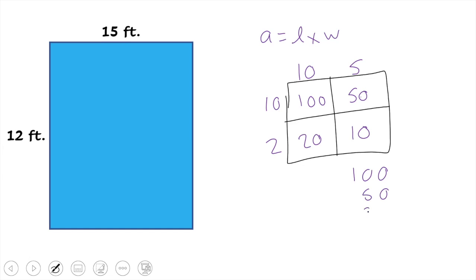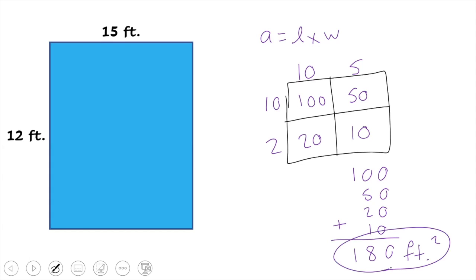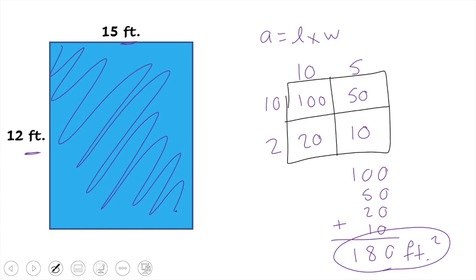100, 50, 20, and 20, and 10. Add all those up. 0 plus 0 plus 0 plus 0 is 0. 0 plus 5 plus 2 plus 1 is 8. 1 plus nothing is 1. So our answer is 180 feet squared, because we still multiplied by units to find area, which is this entire area.